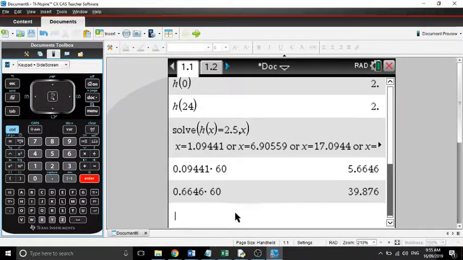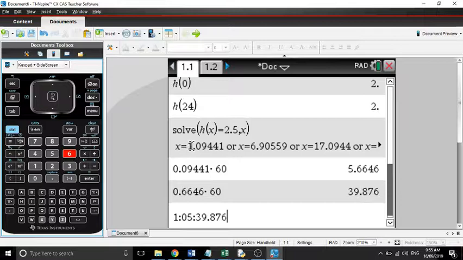So it happens at 1 a.m., 1:05, and 39.876 seconds. So that's where we go through that one, because it's asking when. It's not asking for how many hours. If it asks for how many hours after midnight, 1.09 will be enough. But it's not. It's asking for when it happens.